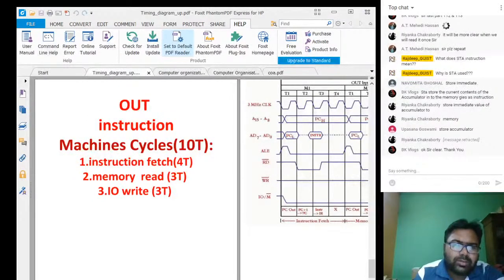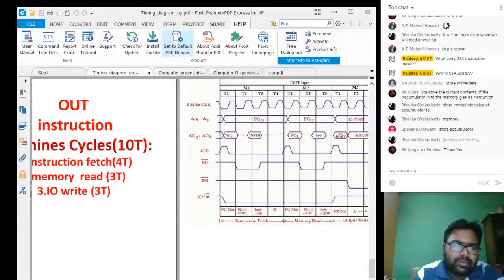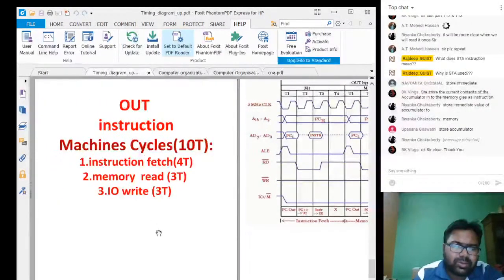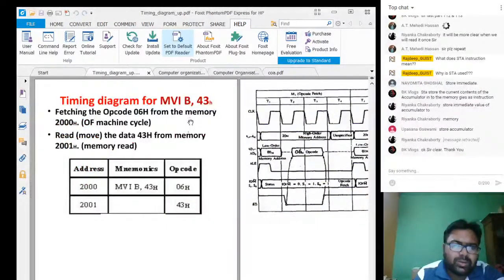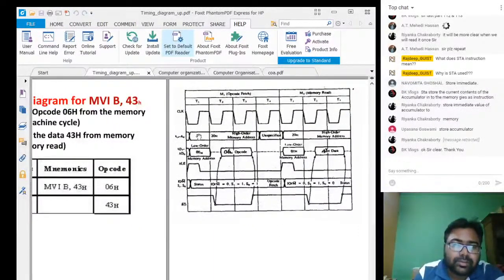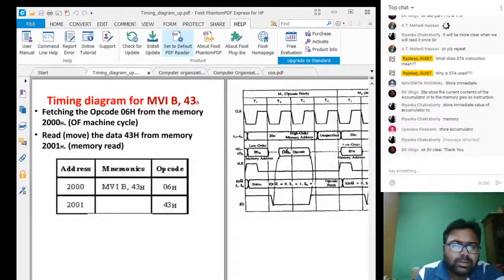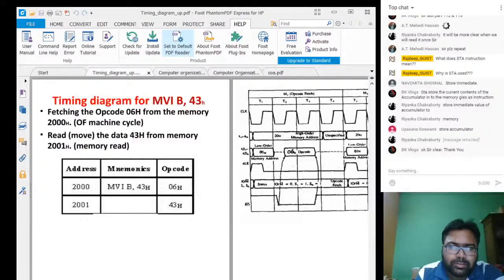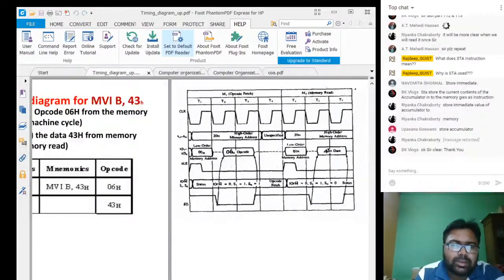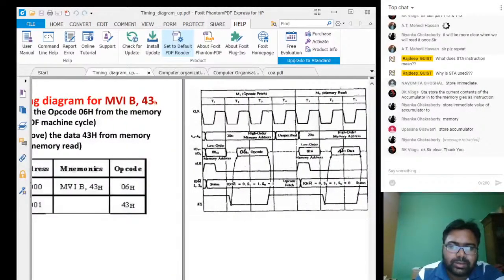Okay. So next, they have given it for some other instructions also. You can see it. I think this is not required here because it is something different. So MVI, sorry. So MVI you can see the operation. So first they are fetching the code. Okay. And next what? They are going for a memory read operation.